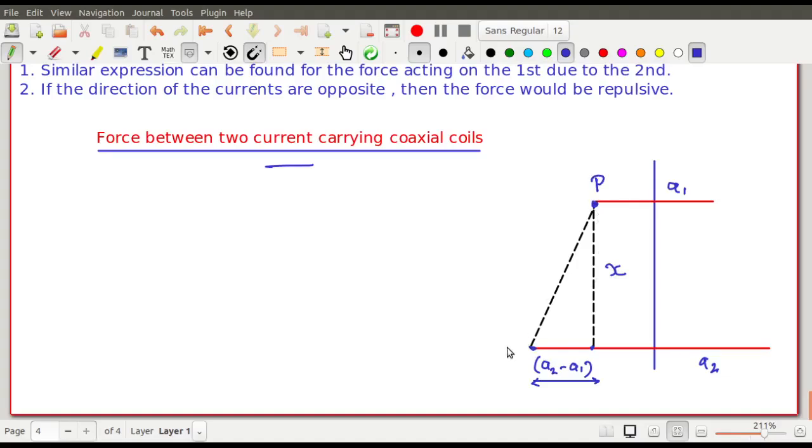This one is P, this one is Q. This one I call the coil 1, এটা coil 1, this is my coil 2, and this is the axis of the coil. এটা হচ্ছে coil এর axis. This is the axis of either of the coils.